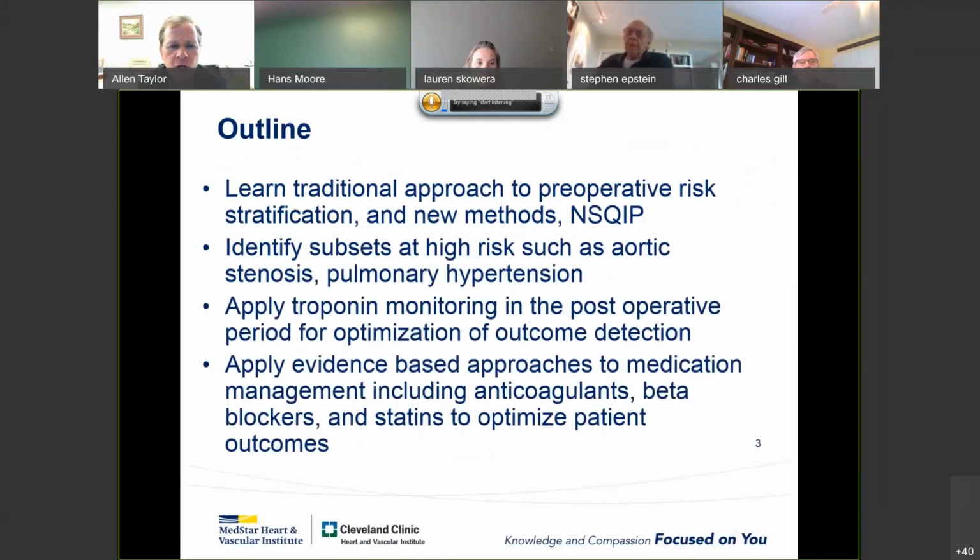So in terms of an outline, we'll talk about traditional approaches to pre-op risk stratification and some newer methods such as the NSQIP. I'll define what that is. I'd like to identify some subsets for you that are at high risk that we cluster in our centers, such as aortic stenosis and pulmonary hypertension. I'm going to spend quite a bit of time on using biomarker monitoring in the postoperative period for the optimization of outcome detection and explain to you what's new there. And that's where a lot of the new evidence is. And then we'll talk a lot about evidence-based approaches to medication management, including anticoagulants, beta blockers, and statins to optimize patient outcomes.